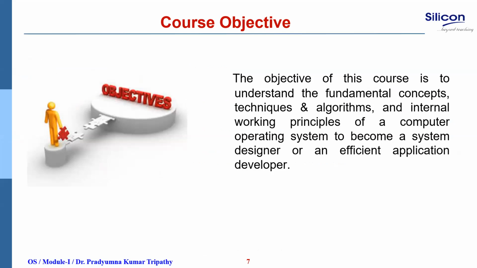What is the objective of our course? Objective means what? Why do you go for reading this course? The objective of the course is to understand the fundamental concepts, techniques, algorithms and internal working principle of computer operating systems to become a software designer or an efficient application developer.